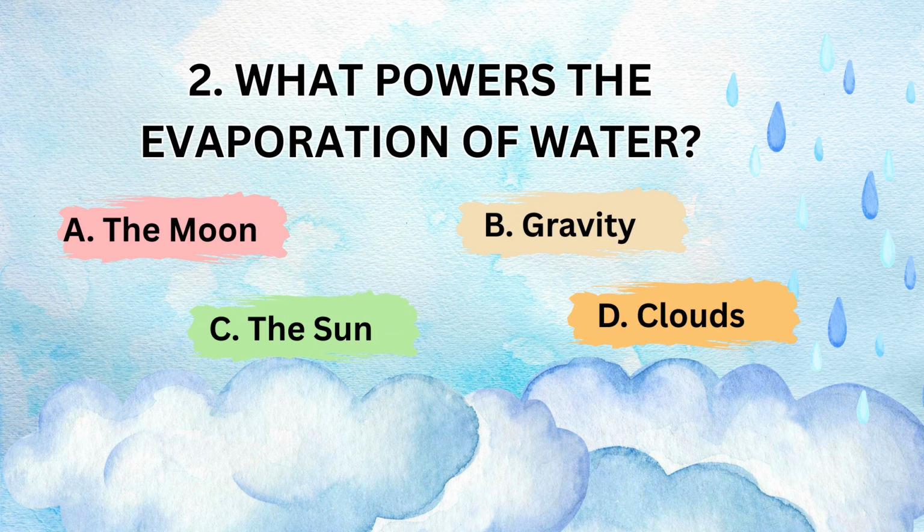Question 2. What powers the evaporation of water? A. The moon. B. Gravity. C. The sun. D. Clouds. Think carefully before choosing.